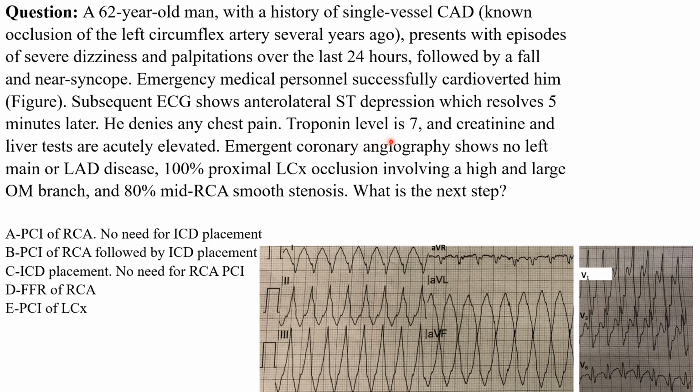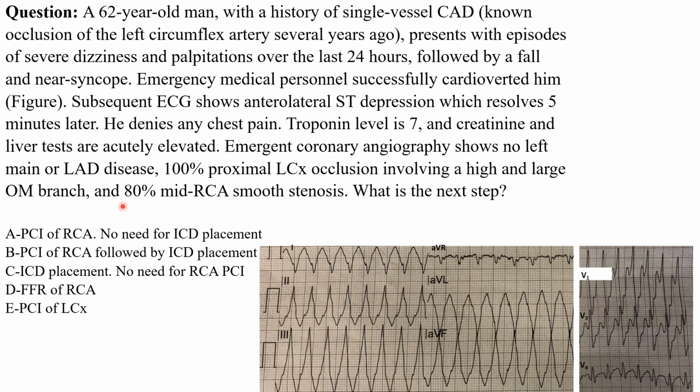Troponin level is 7 nanograms per milliliter, and creatinine and liver tests are acutely elevated. Emergent coronary angiography shows no left main or LAD disease, 100% proximal left circumflex occlusion involving a high and large OM branch, and 80% mid-RCA smooth stenosis. What is the next step?